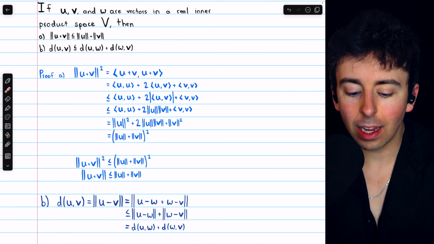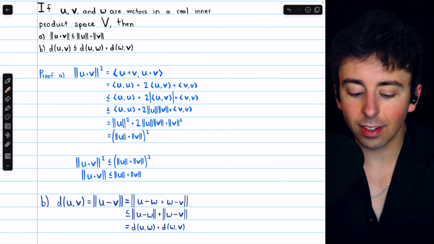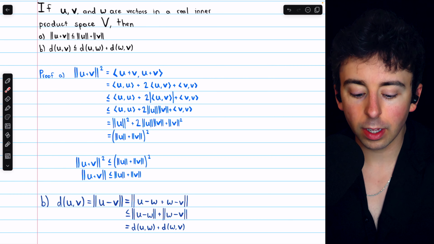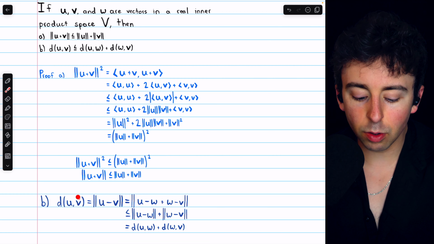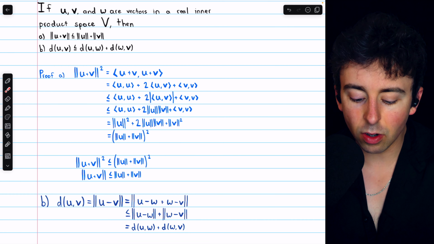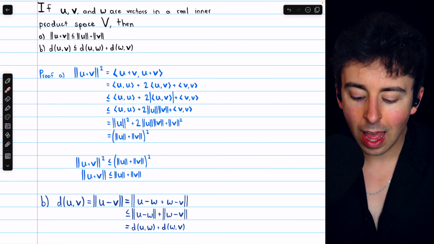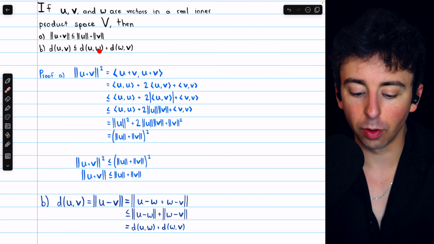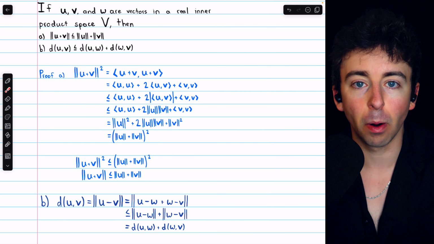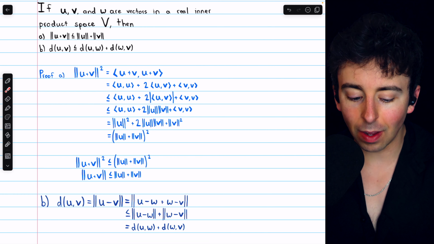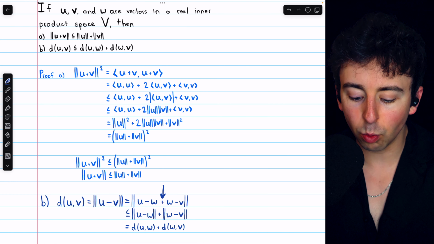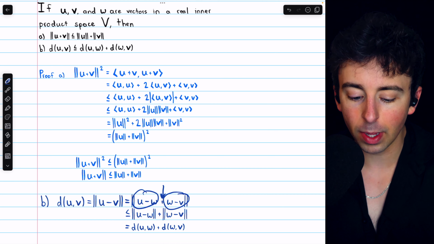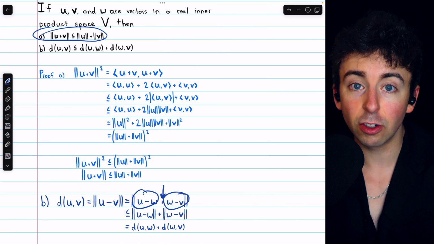The proof for the second part, the triangle inequality for distances, is even more straightforward. By definition, the distance between two vectors u and v is the norm of u minus v. Now, inside those magnitude bars, we can subtract the vector w and add the vector w. This allows us to introduce this third vector w that is a necessary part of this result, and it also gives us some addition across which we can split the norm using part A, using the triangle inequality.